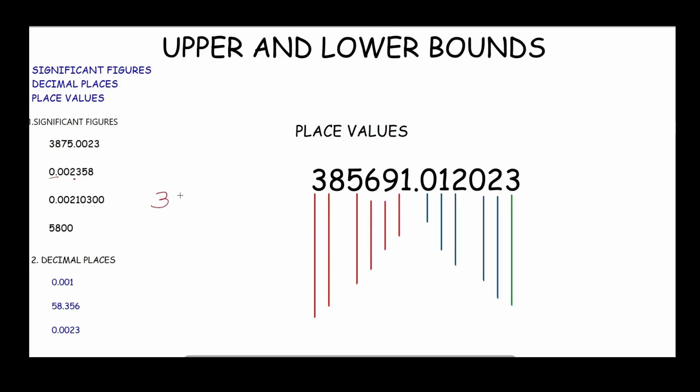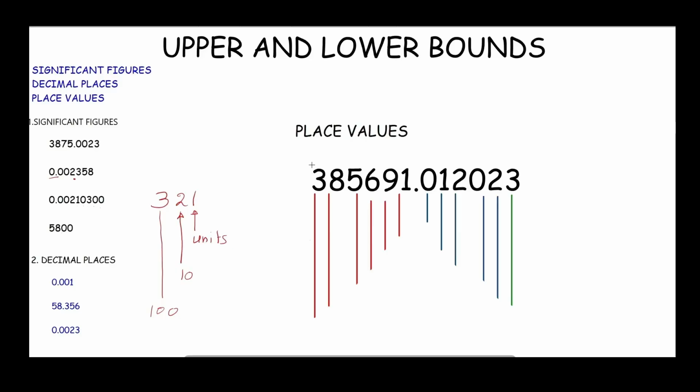Let's take 321. In this case, the 1 is in the position of units, this one is the tens position, and this one is the hundreds position. If you see this type of number, you have to figure out where units lie, where tens lie, and hundreds, and so on.